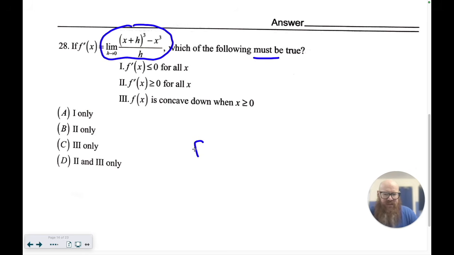So we just need to know what f of x is. Remember, f prime of x is the limit as h approaches 0 of f of x plus h minus f of x. Well, f of x is just here. So f of x is just x cubed.